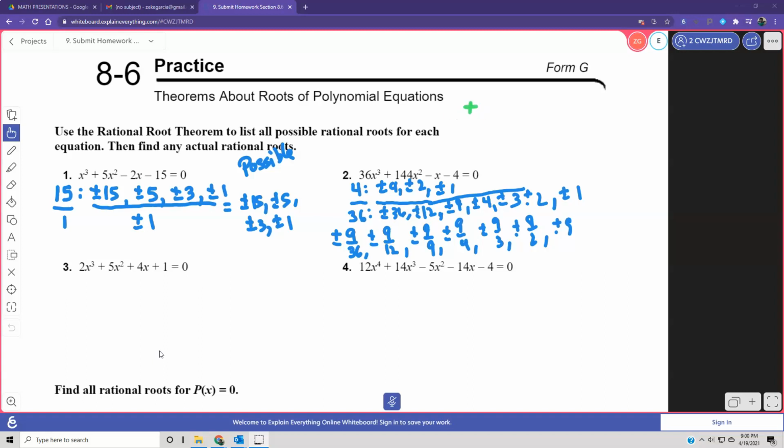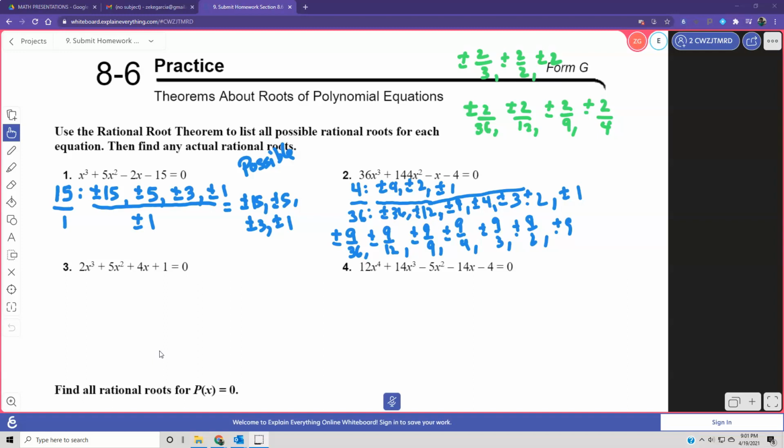So we have plus or minus 2 over 36. Plus or minus 2 over 12. Plus or minus 2 over 9. Plus or minus 2 over 4. Plus or minus 2 over 3. Plus or minus 2 over 2. And then you have plus or minus 2.